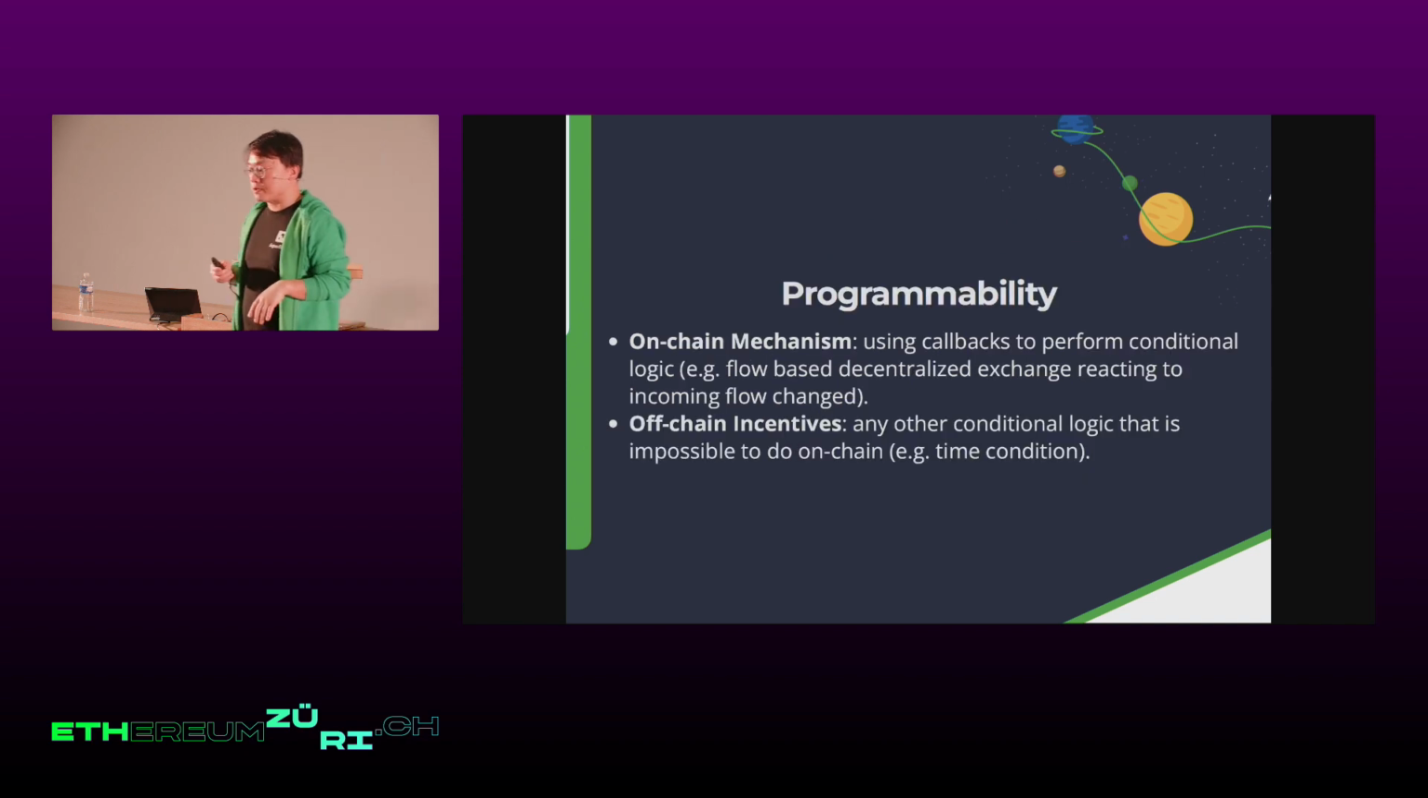So programmability also, right? There are two kinds of programmability. One is on-chain mechanism, let's say including a callback. When you receive the money, you act on it. One of the examples is ERC777, but you can generalize it. If you receive a flow of money, then you trigger a callback, and it does something. That's the on-chain mechanism. There are certain things you cannot do on-chain, such as reacting on time. You can't do that on the EVM yet. So when a certain time hits, you do something, for example. That's not doable, so you have to provide off-chain incentive in those kinds of cases.